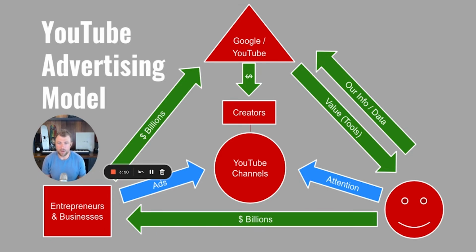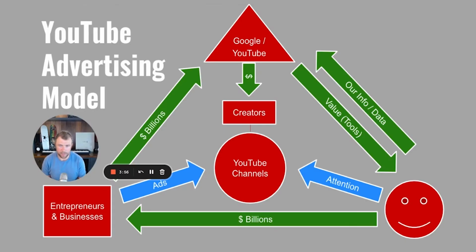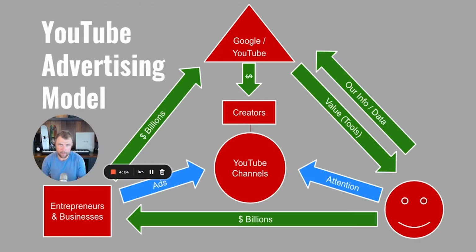So what can you do with this, right? So if you are a creator or a YouTuber, how can you leverage this? Well, the first way to make money as a creator or a YouTuber is to create a YouTube channel and monetize it. This is where you get paid by Google through AdSense to allow ads on your YouTube channel. All right, so that's one way to make money as a creator.